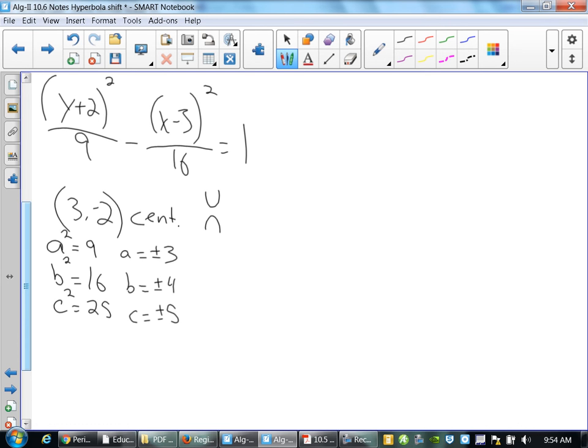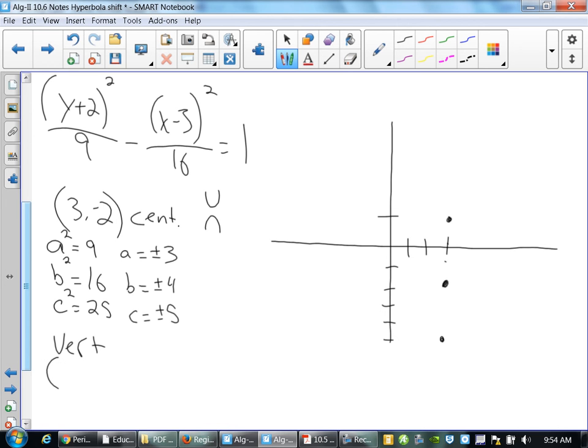This works out pretty easy to plot as you go through it. Here's our center. Our value of A is 3, so we're going to go up and down 3. 1, 2, 3. So we have vertices at (3, -5) and (3, 1).